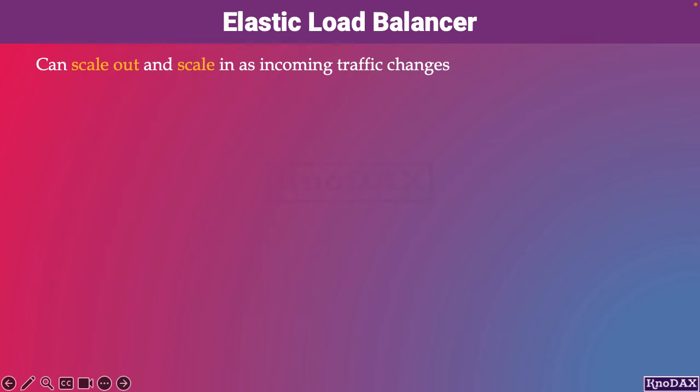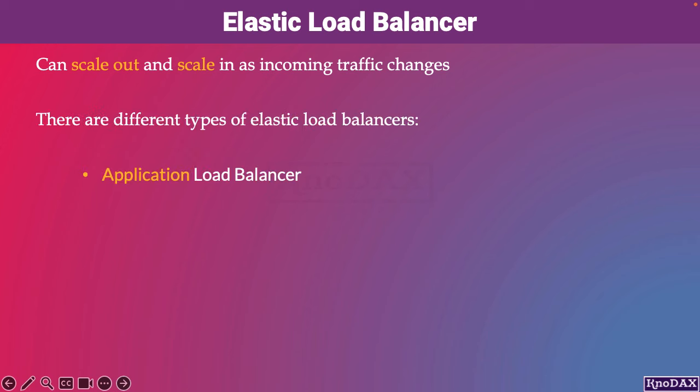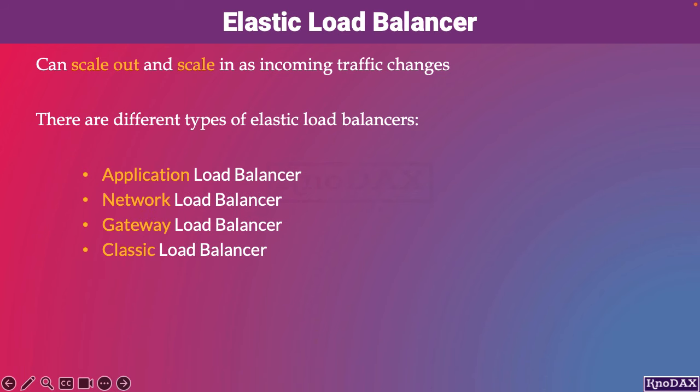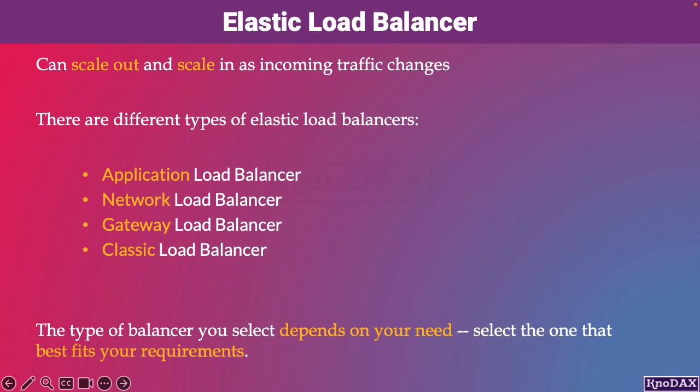The Elastic Load Balancer can scale out and scale in as incoming traffic changes, or in other words, as traffic increases or decreases over time. There are different types of Elastic Load Balancers. These are Application Load Balancer, Network Load Balancer, Gateway Load Balancer, and Classic Load Balancer. The type of Elastic Load Balancer you select depends on your need. Select the one that best fits your requirements.